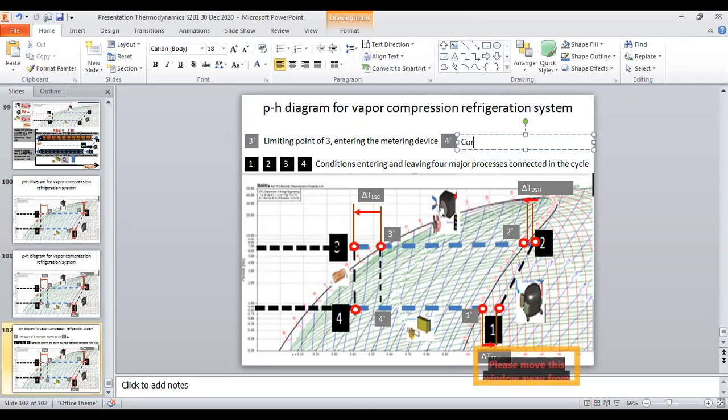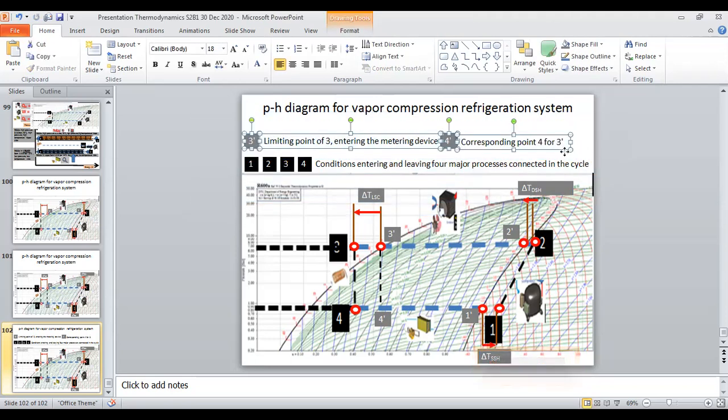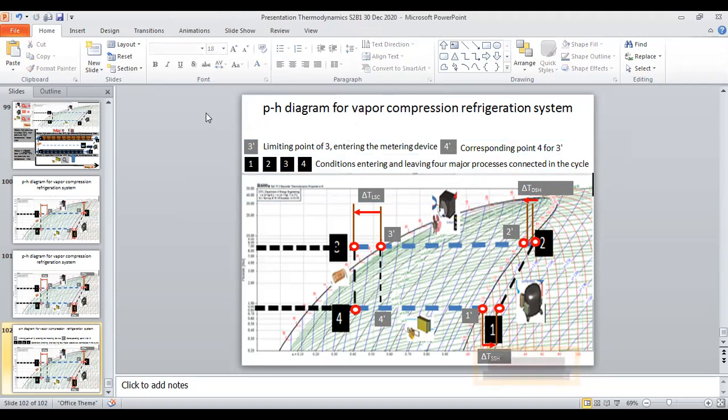Corresponding point 4. 4, 3 dash is 4 dash. It's very interesting, this explanation. So I'm putting all the reasons. Okay. Same way.